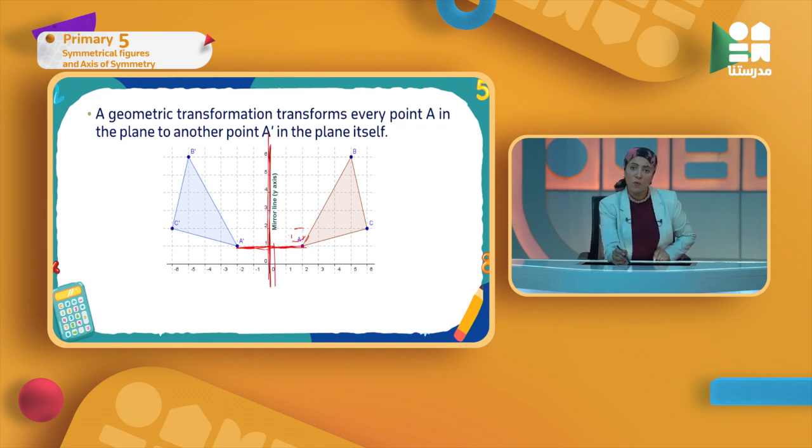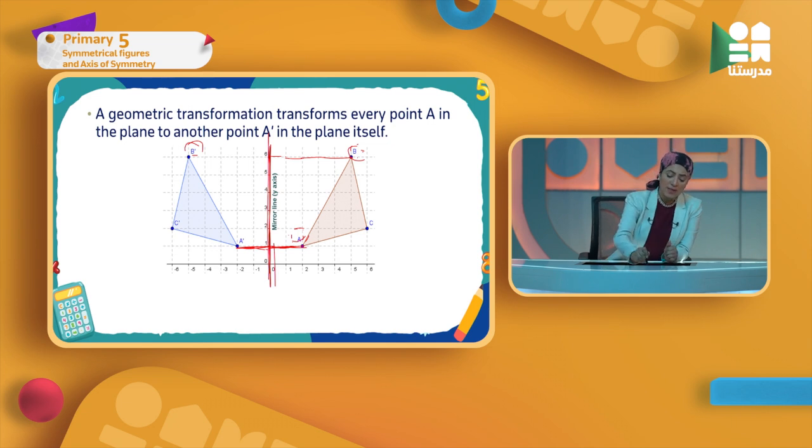And the same goes for the point B. Here is the point B dash. So the point B is 1, 2, 3, 4, 5 units away from my y-axis, and I have its reflection B dash. Also, it is 5 units away from my y-axis, but in the opposite direction.